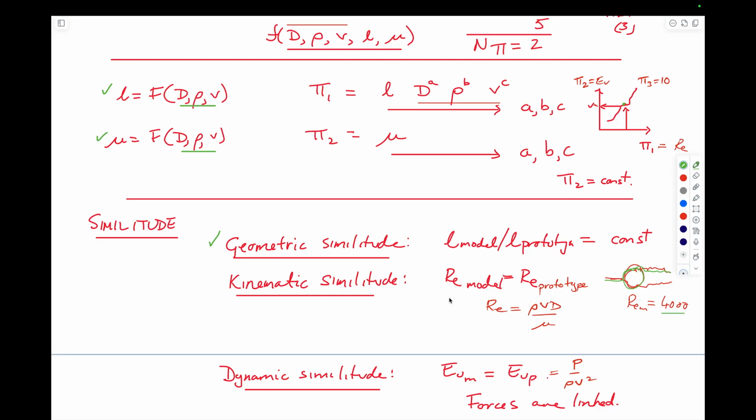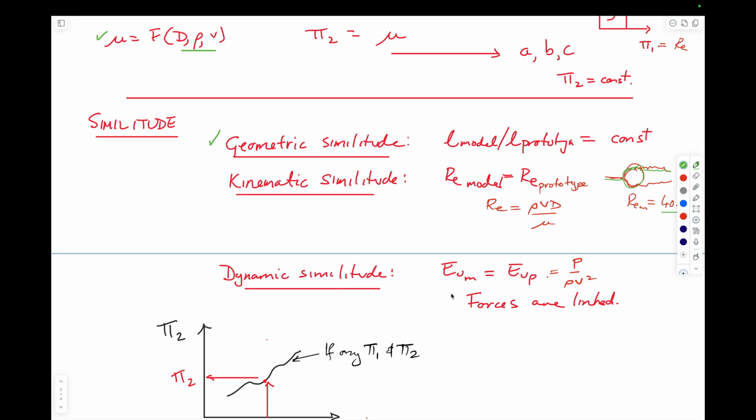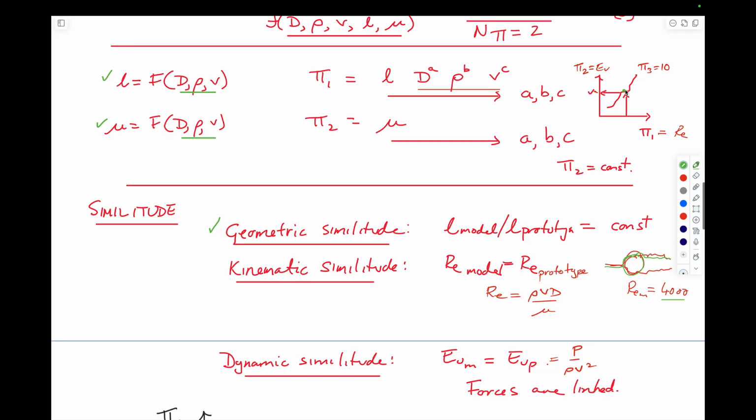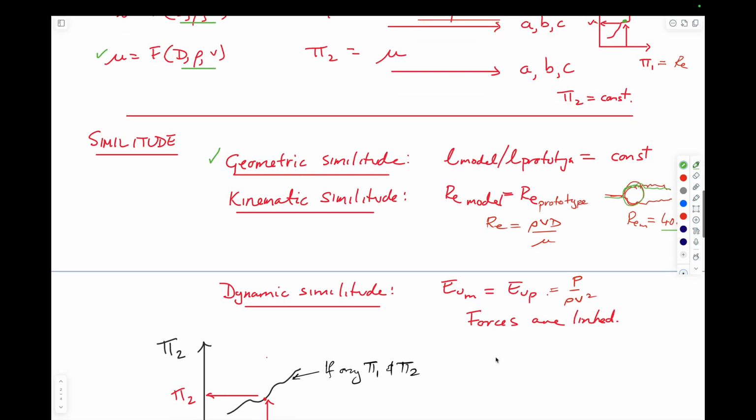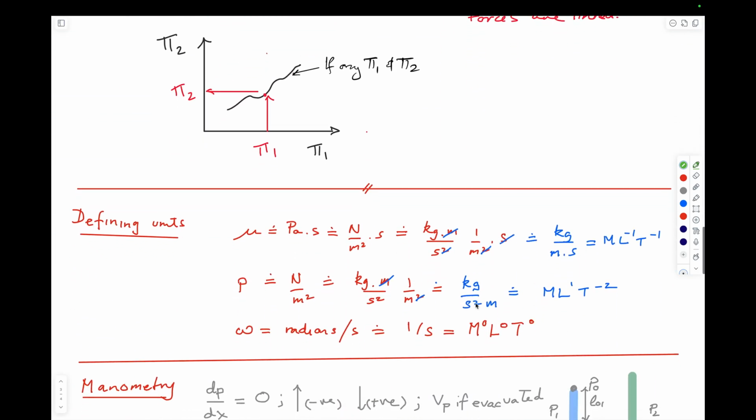And if those cases are met, then you can calculate the forces in a structure by realizing that if these 2 cases are met, then the point where they meet would give you a value of the Euler numbers being the same. And if that's the same, then you can use, for instance, the pressure in the model to calculate the pressure in the prototype, because you know that these ratios are the same. Okay, so that's dimensional analysis.